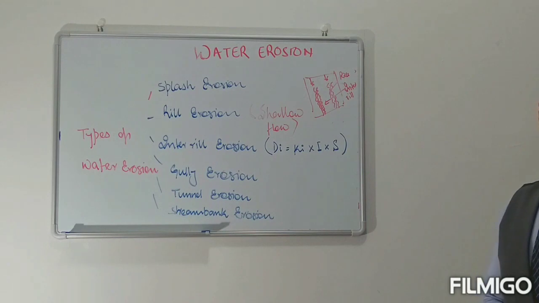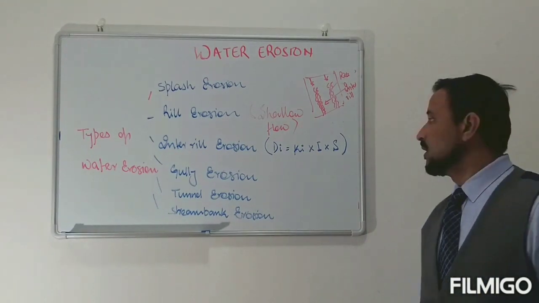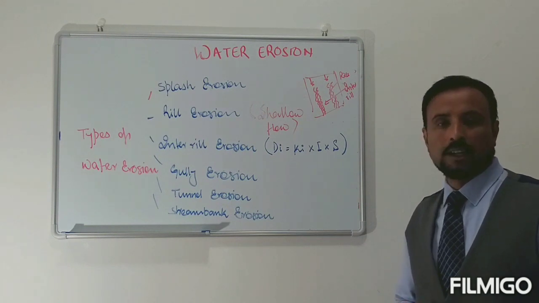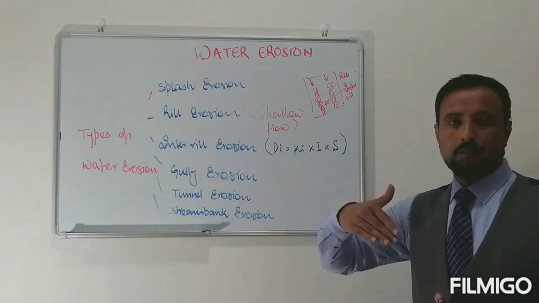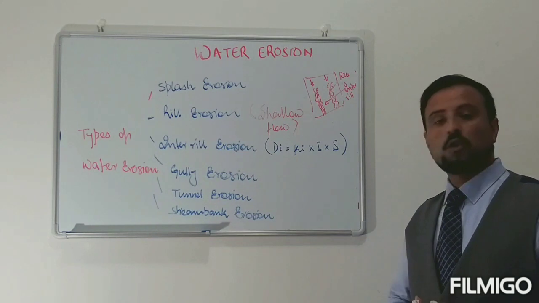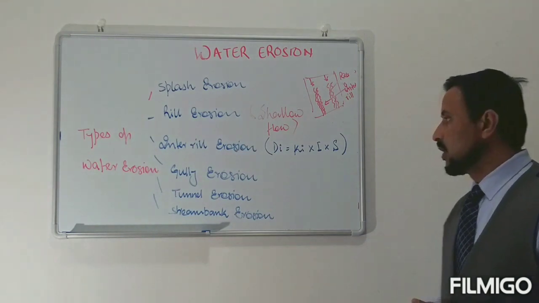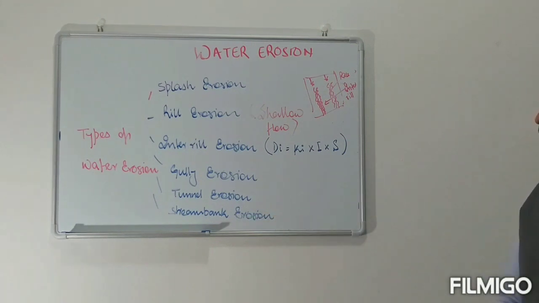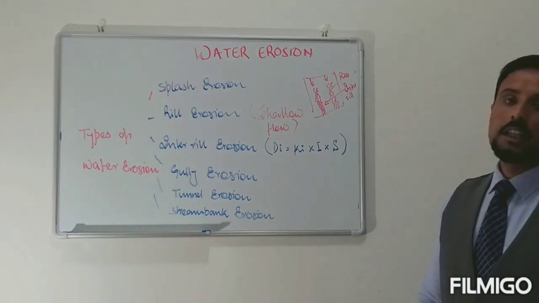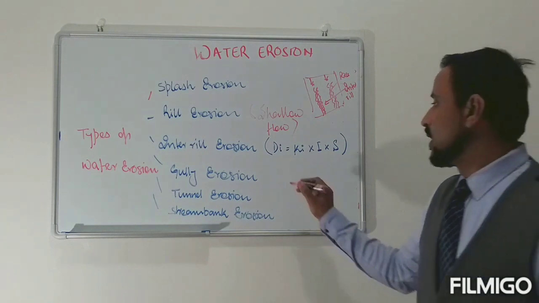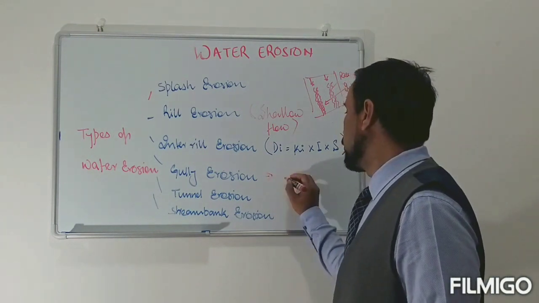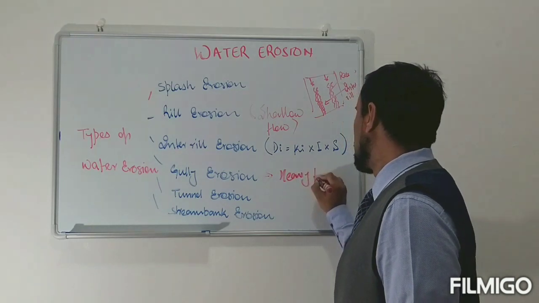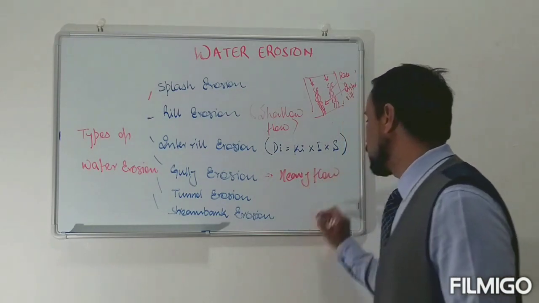K is the constant, I is the intensity of rain and S is the slope factor, right? If a land is more slopey, more interrill erosion can happen. So apart from rill and interrill erosion, there is one more kind of erosion called gully erosion. Gully erosion mostly happens due to heavy flow of water, not shallow flow, but heavy flow of water, heavy runoff.